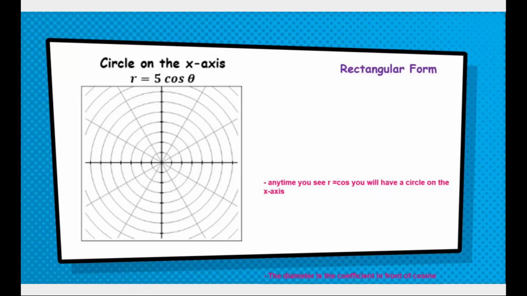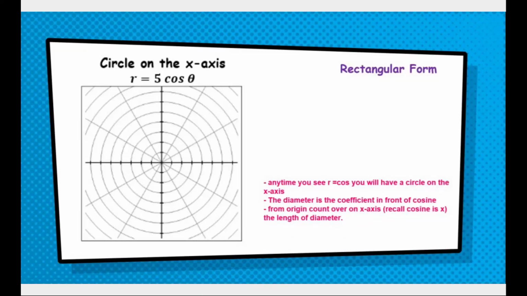All right, here we have a circle that is on the x-axis. Anytime you see r equals cosine, you will have a circle along the x-axis. To remember that, think about it because cosine is talking about x. So the diameter of the circle is the coefficient in front of the cosine. And from the origin, we count over on the x-axis the length of the diameter. So I'm going to go out 5, and I'm going to put my center in the middle, and that point's 2.5, comma 0.